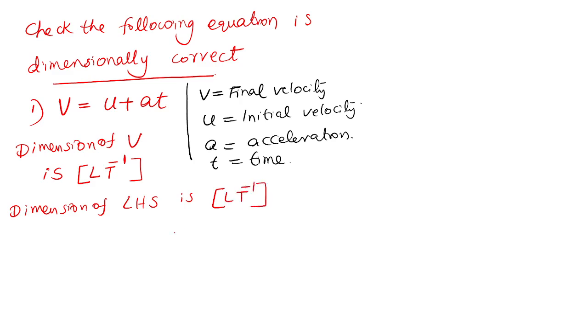Now I am going to find the dimension of RHS. What is the dimension of U? It is initial velocity, right? Initial velocity is also a velocity. Dimension is L t raised to minus 1. So dimension of V I got, dimension of U I got. Now let me find out dimension of AT.